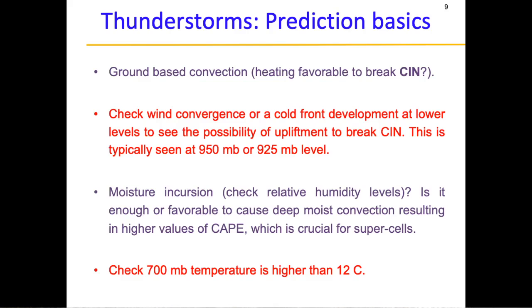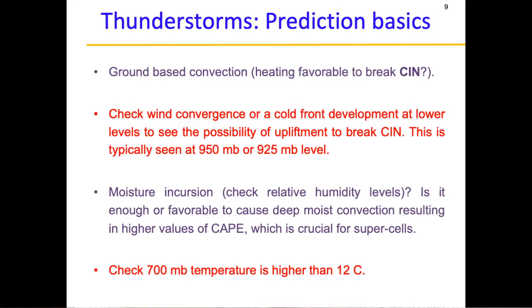Moisture incursion: check the humidity levels. If the humidity is very high, then of course there are a lot of favorable criteria for deep moist convection, because the CAPE values will be high, because there is a lot of moisture which will bring in a lot of latent heat, and this is crucial for the formation of supercells. And of course, check the 700 millibar temperature. If it is higher than 12 degrees C, then thunderstorms cannot form. It has to be lower.